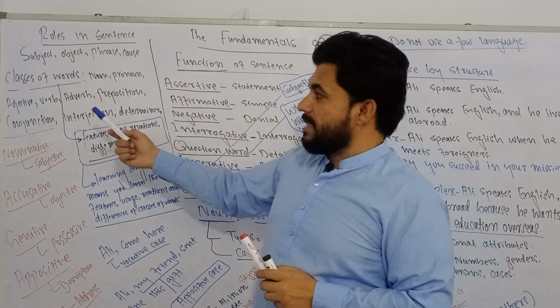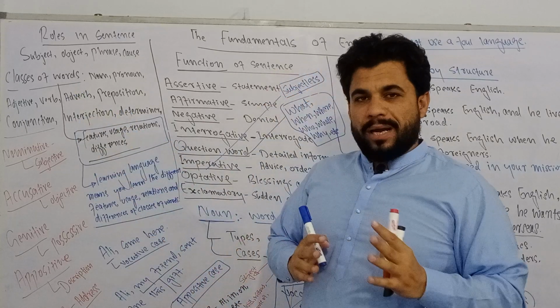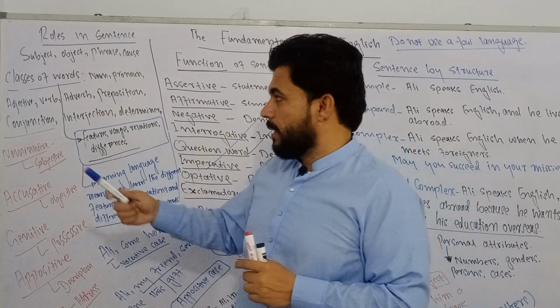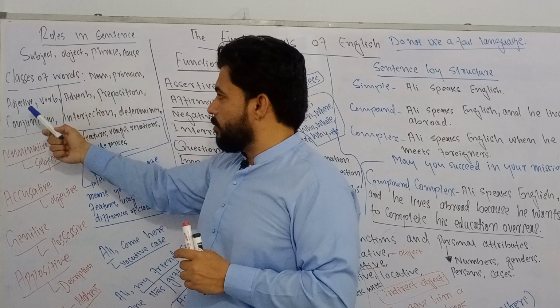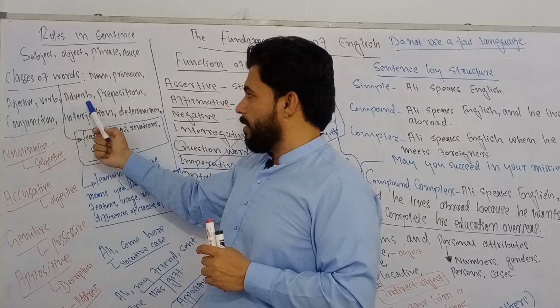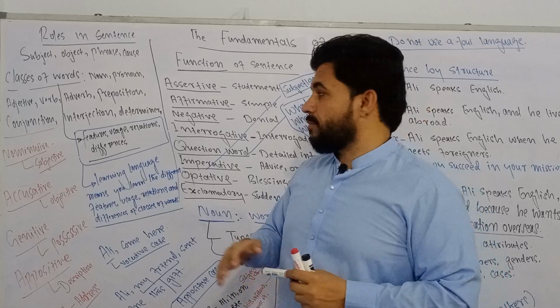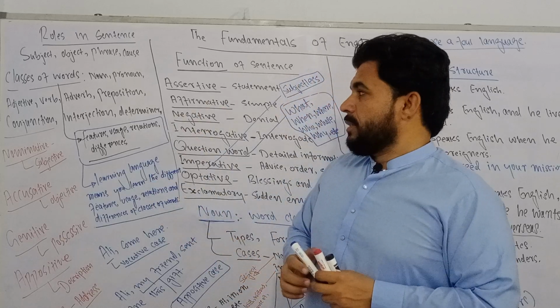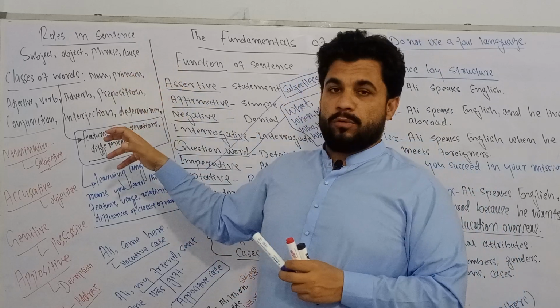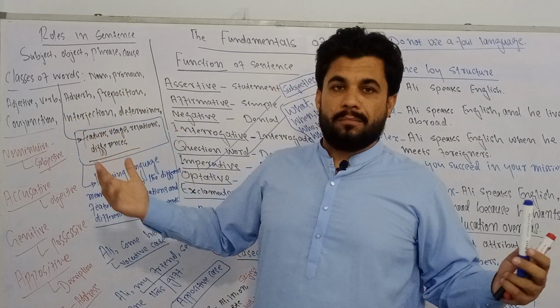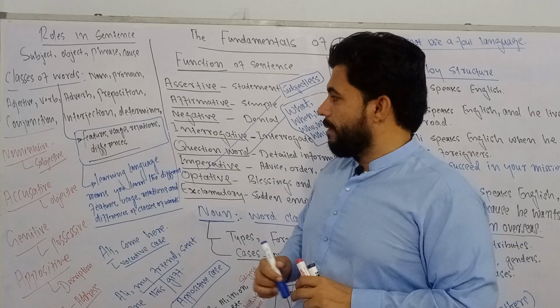And then we have classes of words. Now when we divide words into classes, we have the parts of speech essentially. We have noun, pronoun, adjective, verb, adverb, preposition, we have conjunction, we have interjection, we have determiners. So these are the classes of words. I mean, these are the parts of speech, in a layman's term, that we all are familiar with.